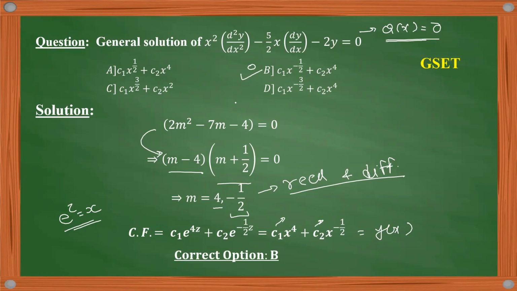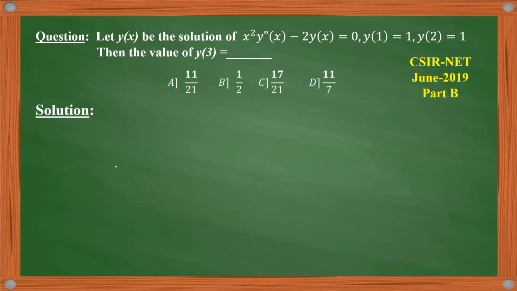Okay, so it is a very basic question. We just need to identify which type of equation this is, and we just need to make a small substitution like this: e to the power z is equal to x, and we get our new equation. It is a linear differential equation with constant coefficients, and by our known method of complementary function, we have found its solution. Okay, so this is a question asked in the GSET exam.